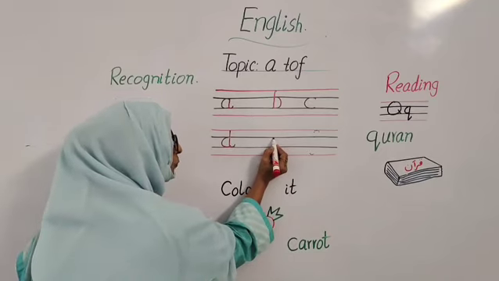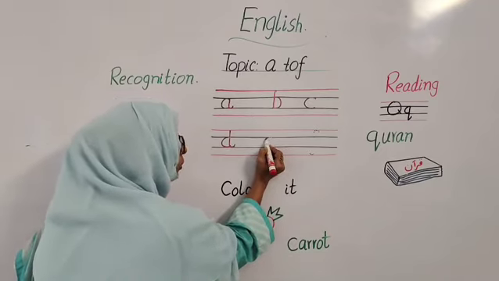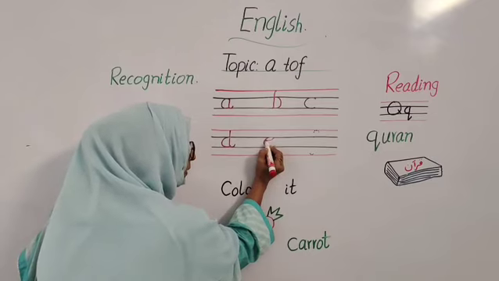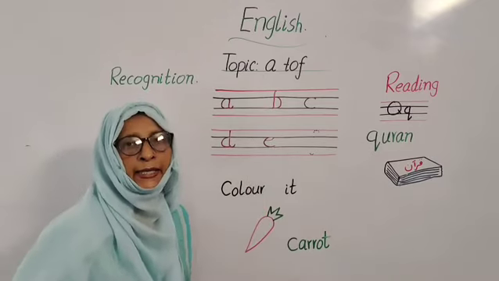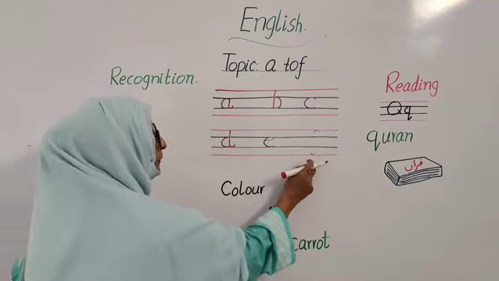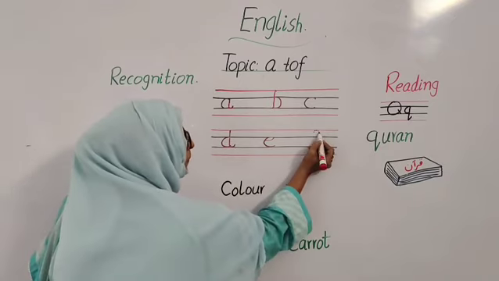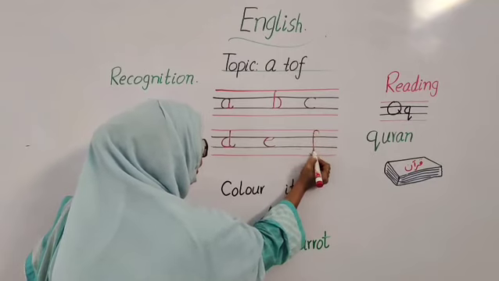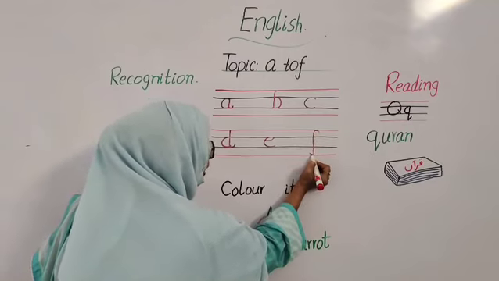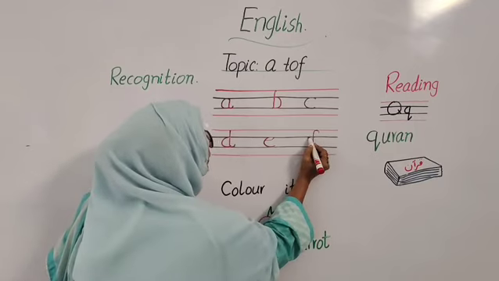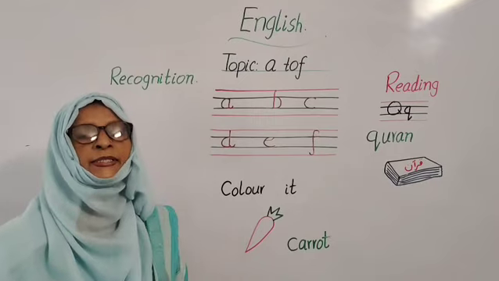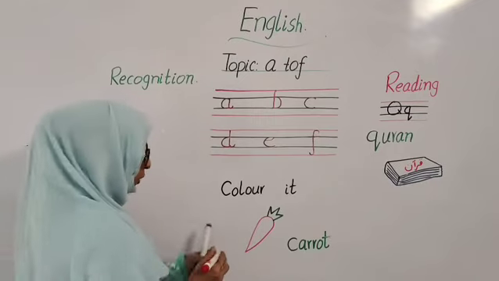Small e. Put pencil on dot. Draw a curve. Now again put pencil on dot. Draw a small curve inside. Makes e. Small e. After that, small f. Put pencil on dots. Draw a small curve with a standing line. And now another side curve makes f. Here will be a small sleeping line. Makes f. Small f. Okay.